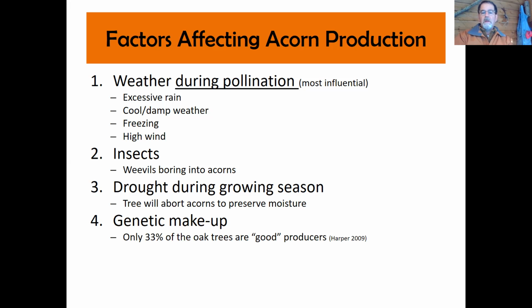They might be small, and that's the reason why. Genetic makeup is a big factor that affects acorn production. According to Dr. Craig Harper, who studied this, only 33% of the oak trees are good producers. And so that's just the nature of them. Sometimes year after year, you go back to the same tree, as I've done right off the back porch. I've got a chinkapin white oak. It flowers every year and it's never produced an acorn.